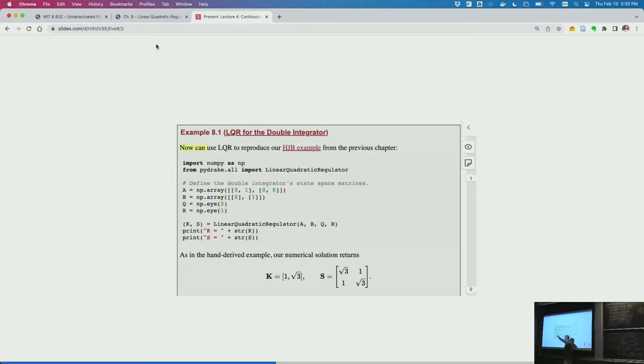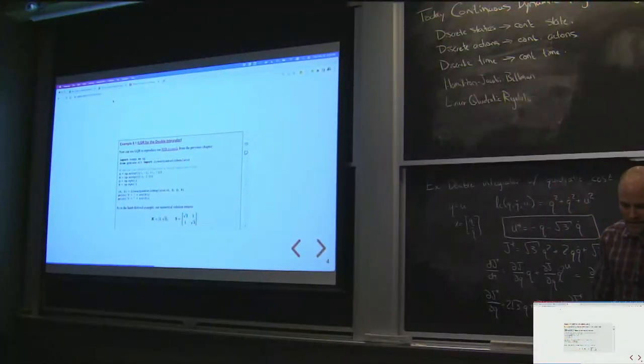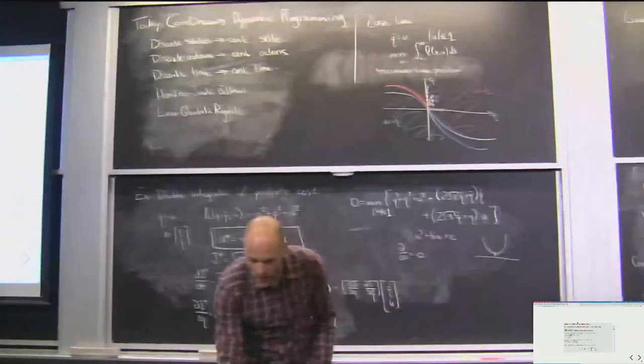I call LinearQuadraticRegulator with A, B, Q, R, and get K and S, and it'll even print out the LaTeX for you. That's a new feature. It'll print out the LaTeX of K equals, and it doesn't actually write square root of 3. It writes 1.75 or whatever, but it's pretty good. It's at least using begin matrix and end matrix. Like I said, it becomes a workhorse for us.